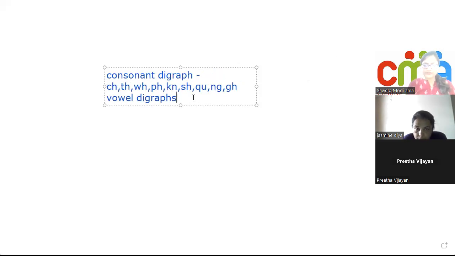And which are vowel digraphs? AI, EE, OI, OO, OW, U. All these are vowel digraphs. Even when you have one vowel and one consonant, then also it goes in vowel digraphs. Okay.